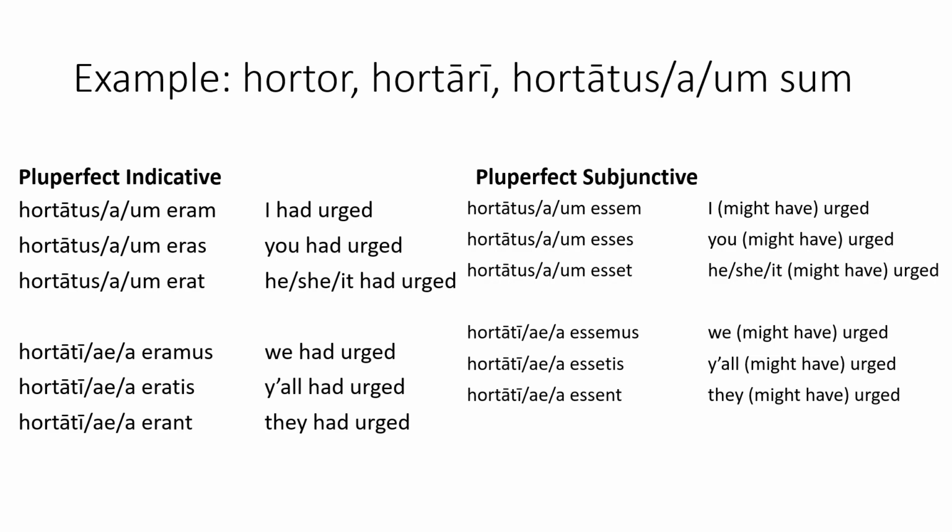Since the subjunctive is usually translated differently depending on what type of clause it is in, we will for now say that this is translated as I might have urged, you might have urged, he, she, it might have urged, we might have urged, y'all might have urged, and they might have urged, but yet again that might may not appear.